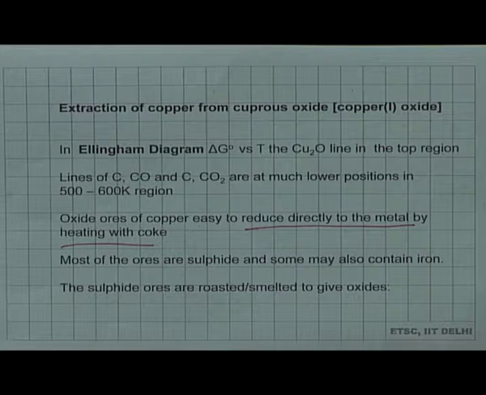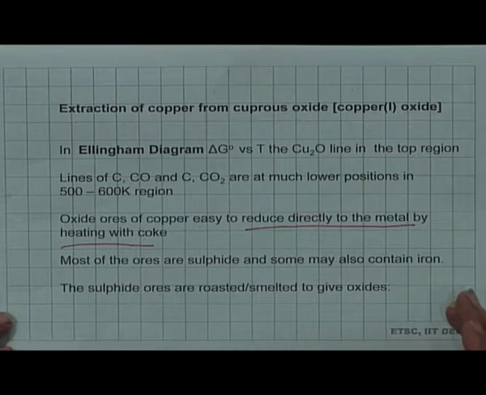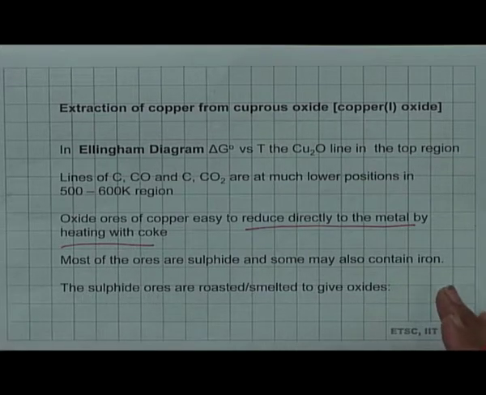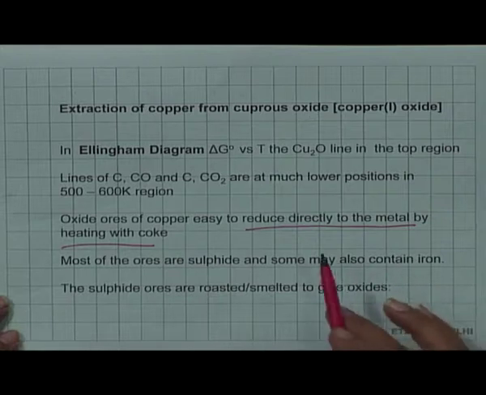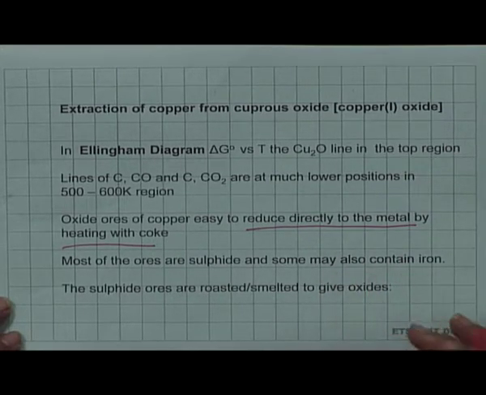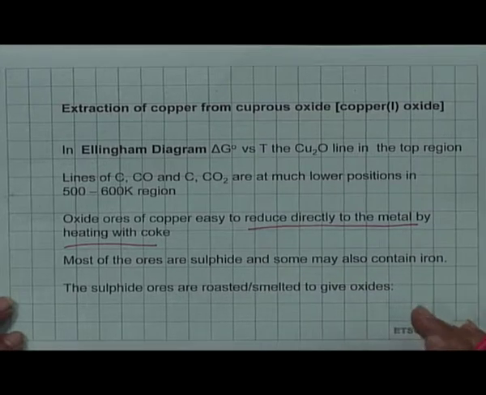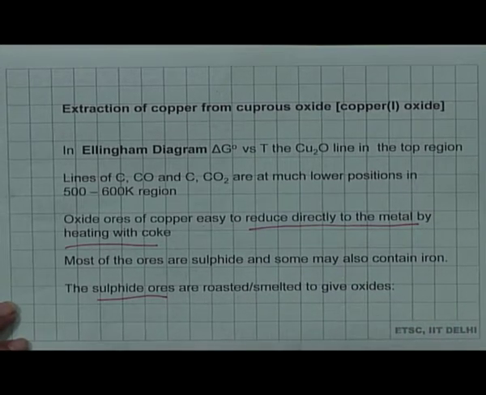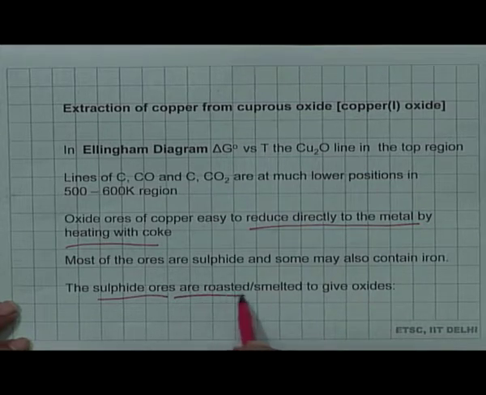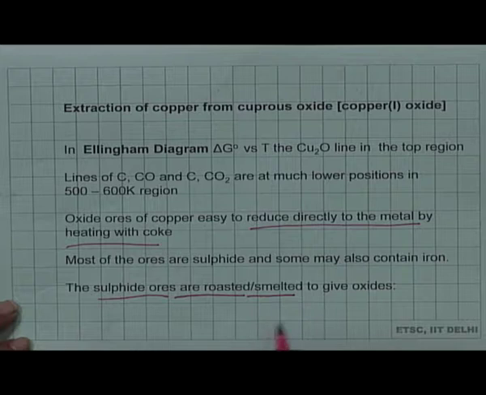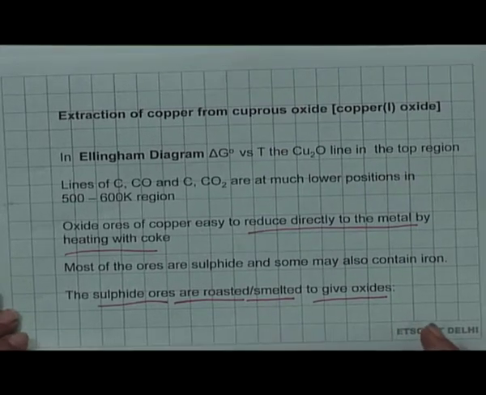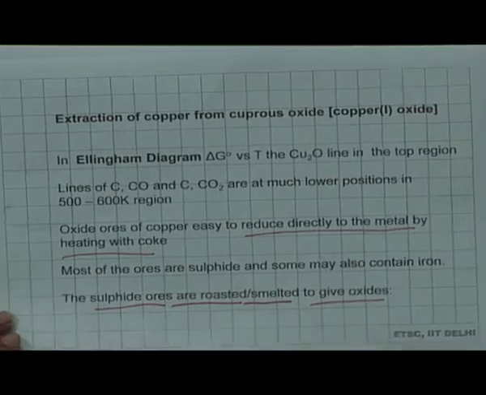Most of the ores of copper are sulphide ores, some of them contain iron. So, obviously, this problem of iron and the presence of sulphur in the ores has to be tackled, because in presence of sulphides or iron we cannot directly heat the copper ore with the coke to obtain pure copper. If the ore is a sulphide ore, we have to roast it as discussed earlier or smelt it and get oxide. Then oxide can be converted into copper metal.